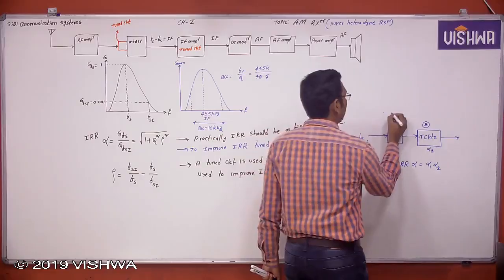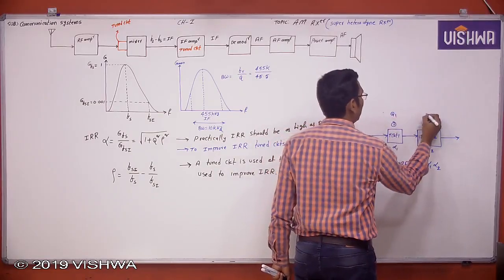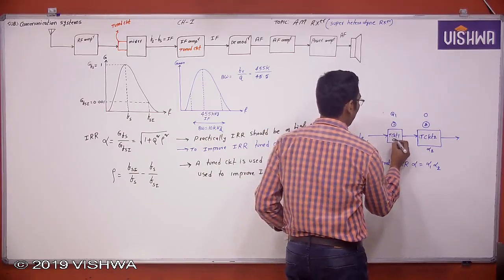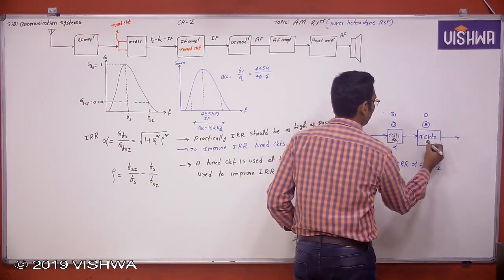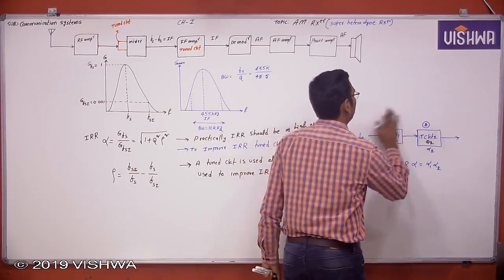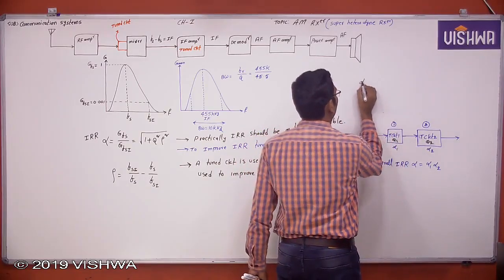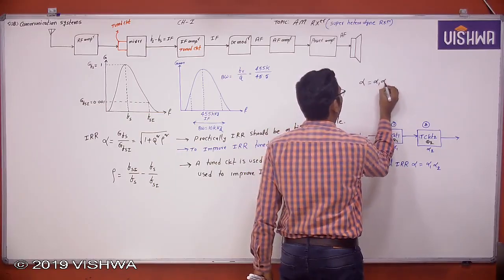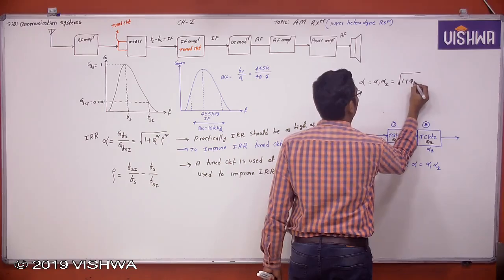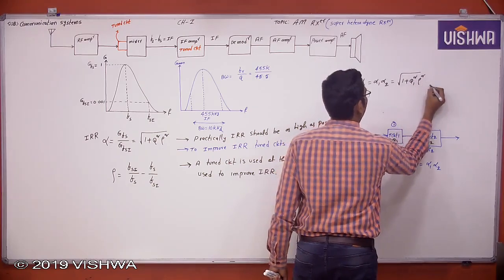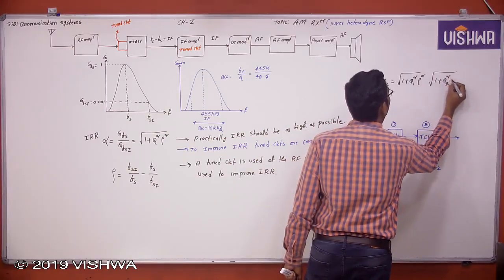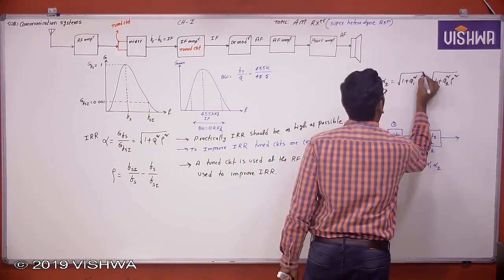Suppose if this tuned circuit quality factor is Q1, and this tuned circuit quality factor is Q2, now in such a situation, alpha, which is equal to alpha 1 into alpha 2, which is equal to square root of 1 plus Q1 square into rho square, into 1 plus Q2 square into rho square, right?